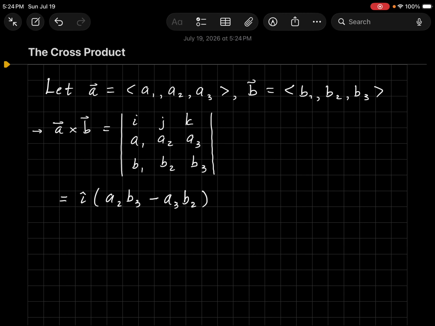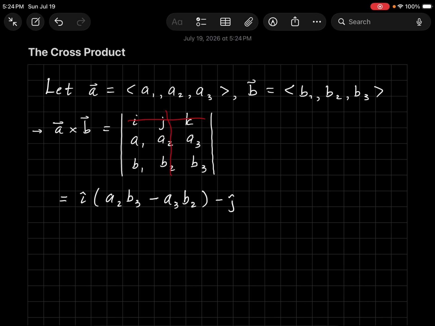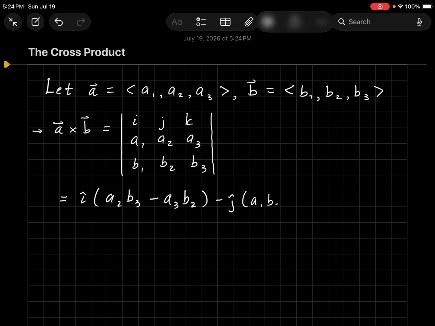Then we're going to go to the next element in that same row, and it's going to be j, but it needs to be minus, so minus j. And then we would look at the row and column with j and do the determinant of the 2 by 2 matrix that's left over. So we have j times a1 times b3 minus a3 times b1.